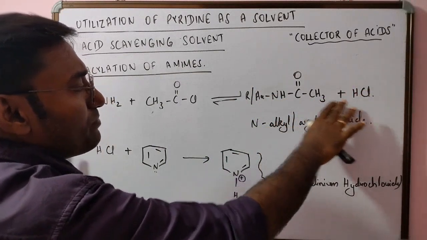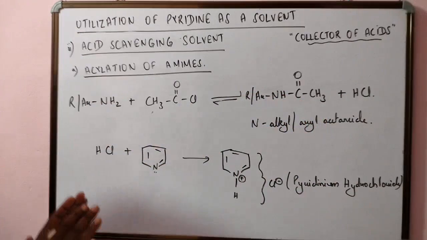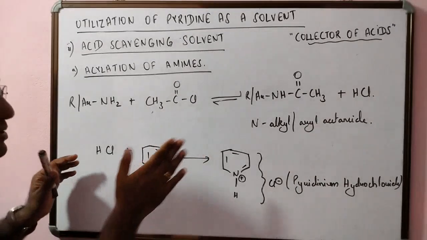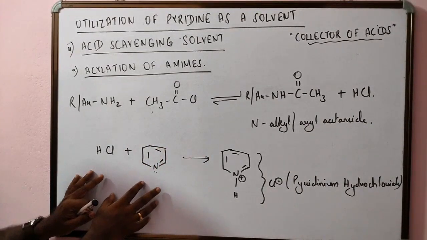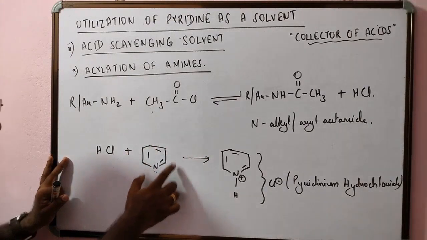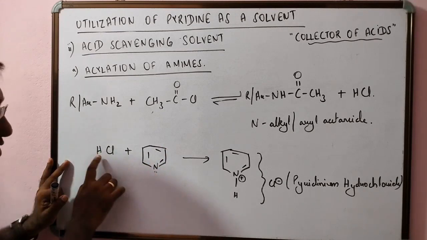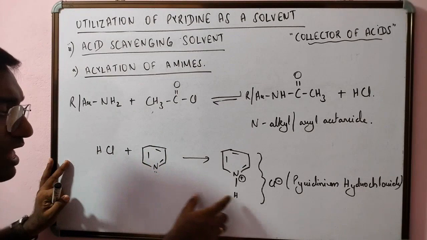If we remove the byproduct, the reaction would propel forward as per Le Chatelier's principle. This is where we use pyridine. When we use pyridine, the lone pair of electrons on the nitrogen atom of the pyridine ring attracts and forms a bond with the hydrogen atom of HCl.